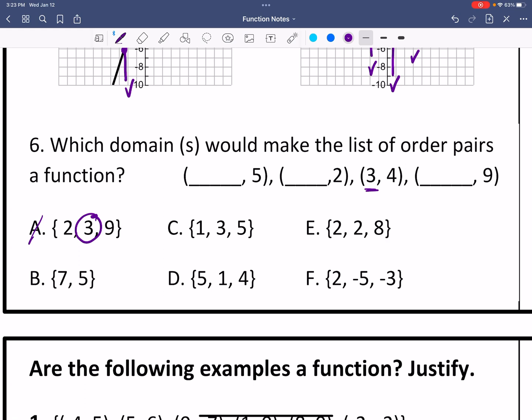Looking at B, they've given me 7 and 5. Well, I have 3 open spaces, so that means that I would have to repeat a value. So there's not enough numbers for this in order to be a function. Looking at C, they've given me 1, 3, and 5. Again, they've given me one of my x values as 3, and if I were to fill this in for my ordered pairs, this 3 would make this not a function, so C is incorrect.